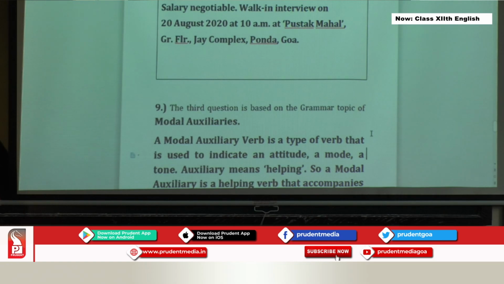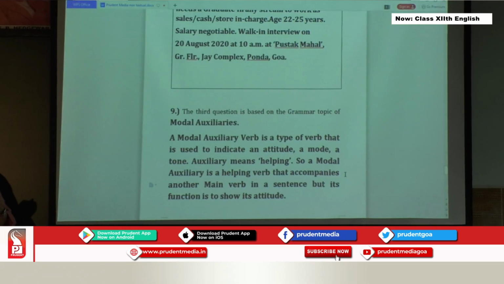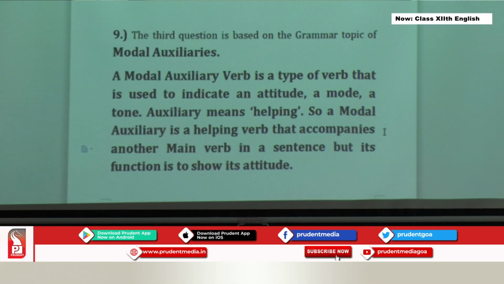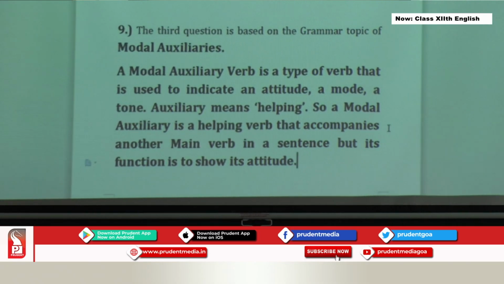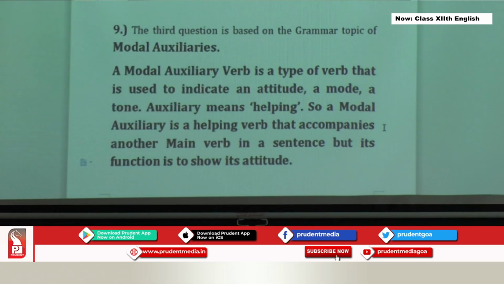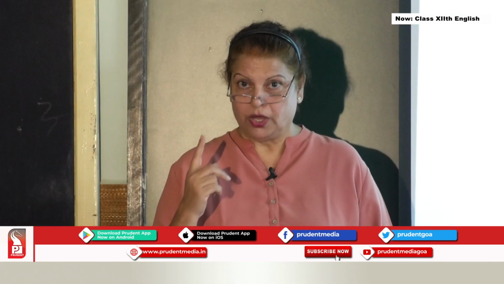Modal auxiliaries, this is your topic. You have one sentence, one blank, and every possible assistance is given to you. It's up to you, students, to know which is the most suitable modal to fit into that blank to make that statement correct. A modal auxiliary verb is a type of verb that is used to indicate an attitude, a mode or a tone. Auxiliary means helping. So, a modal auxiliary is a helping verb that accompanies another main verb in a sentence, but what is its function? Its function is to show the attitude, the tone. I hope you have understood.